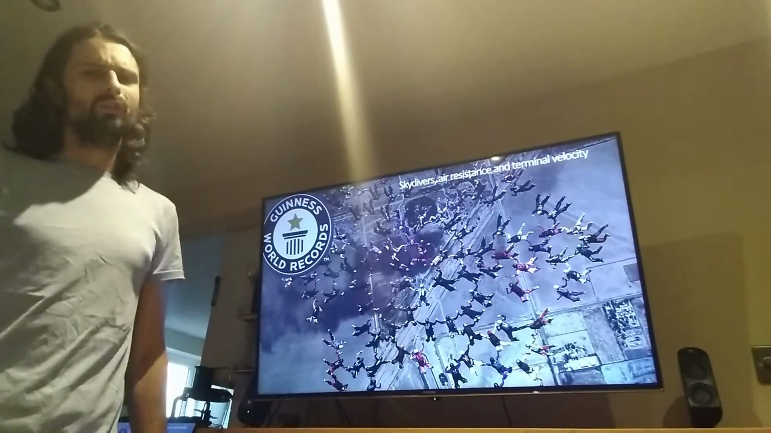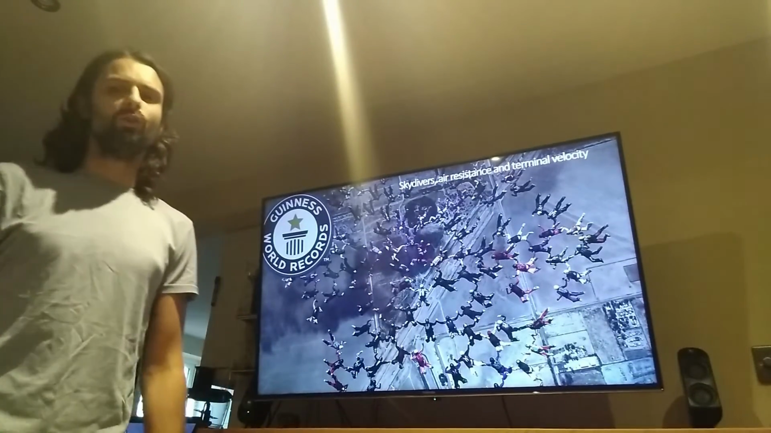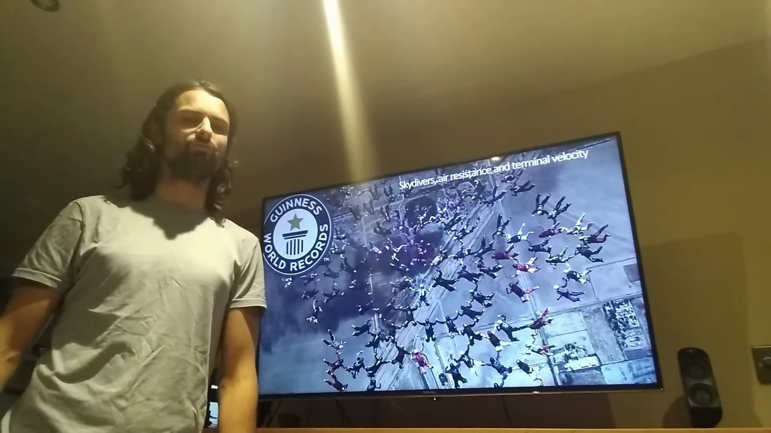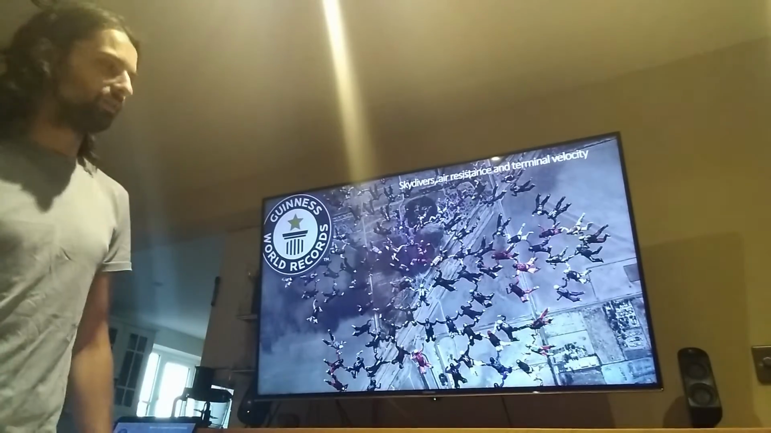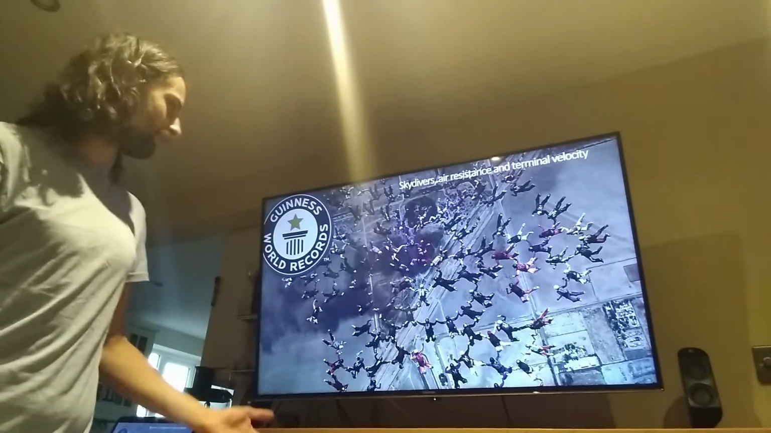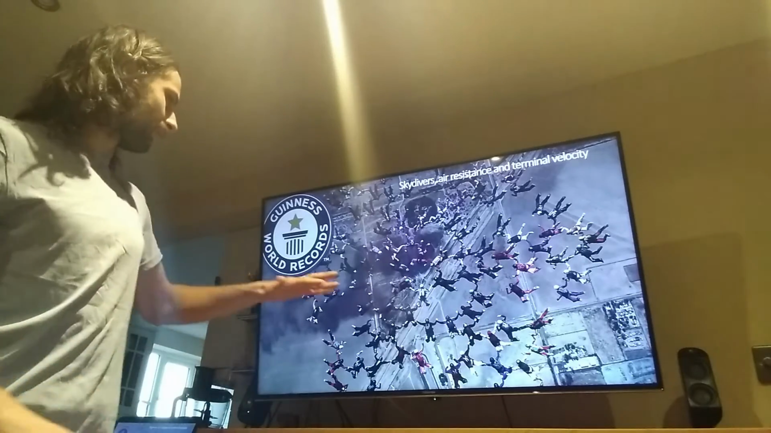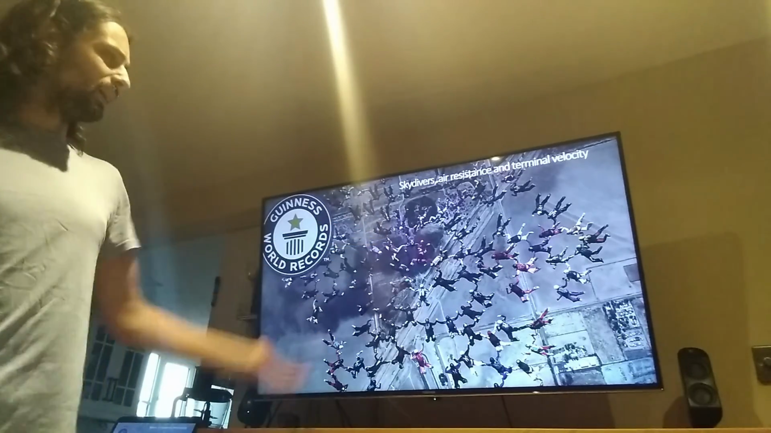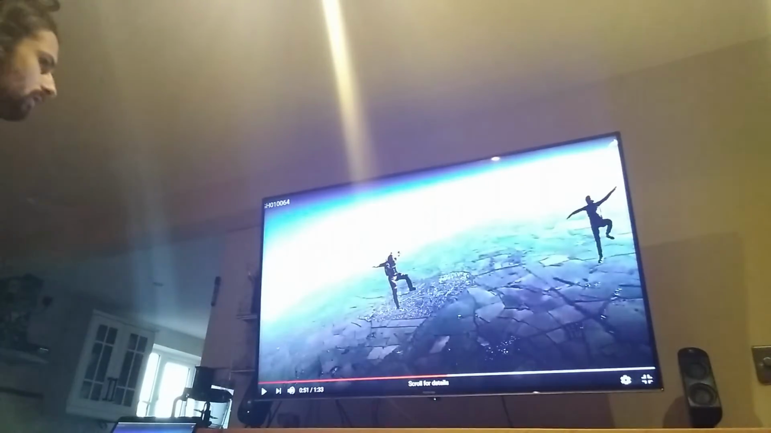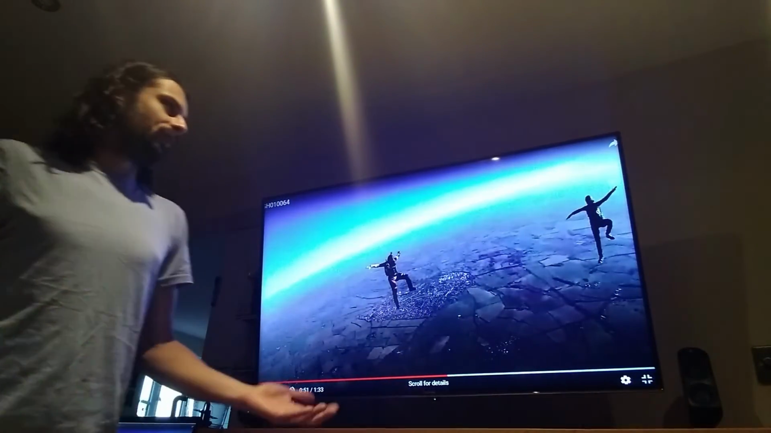Now, in the report it mentioned that skydivers can't control their direction and speed. This is a misconception. It's not true. Skydivers can control their direction and speed. If they couldn't control the direction, how would they be able to assemble amazing formations like this? How would we be able to do things like this?